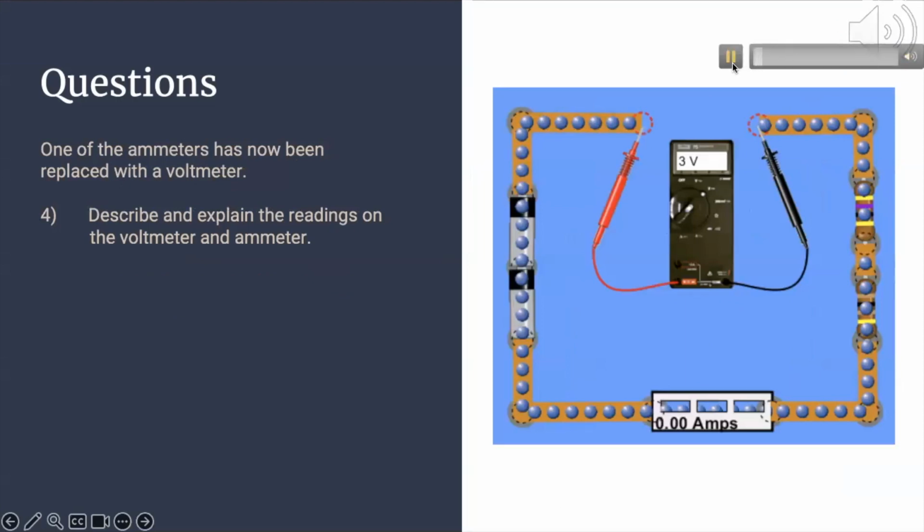Now, one of the ammeters has been replaced with a voltmeter. We want to describe and explain the readings on the voltmeter and the ammeter. The voltmeter reads the potential difference within the circuit, which is 3 volts. The ammeter now reads 0 amps since the connection has been broken. And you can see that on the right.